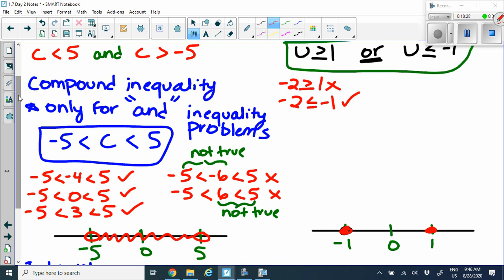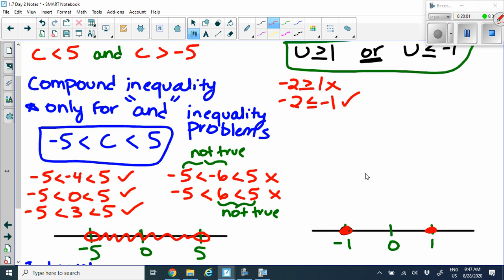With and problems, your number had to satisfy this entire inequality. It had to satisfy this whole thing. With or problems, basically your number only has to satisfy at least one of the inequalities, okay? Just needs to satisfy one of them. So or satisfies at least one inequality. The and problems, it has to satisfy both. Okay, so make sure you get that part.